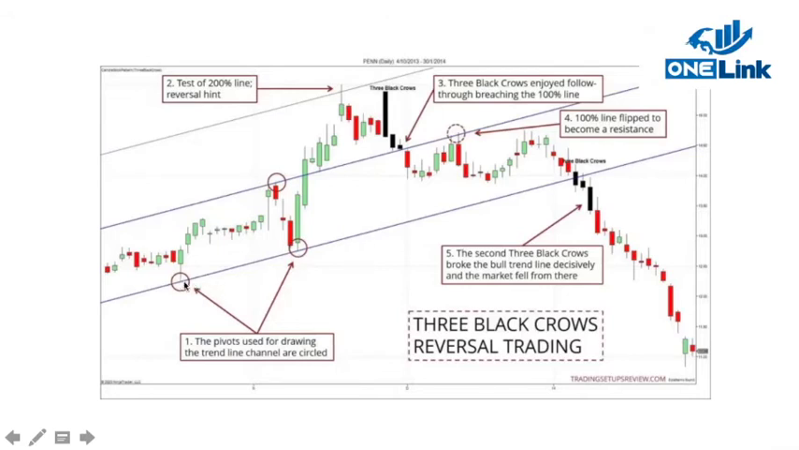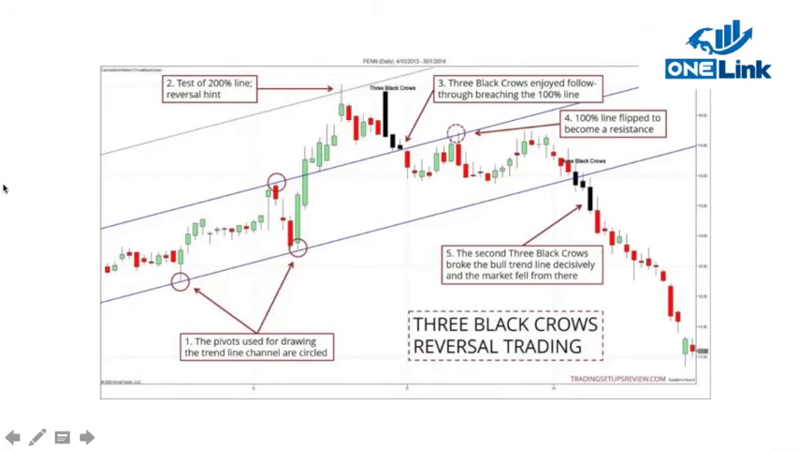So this is drawing the trend line. Basically, you draw two points, then you see it touching here. This is the trend line on top. So what happened? The price started to go, then you got a test of the 200 line, 20% or reversal hit.